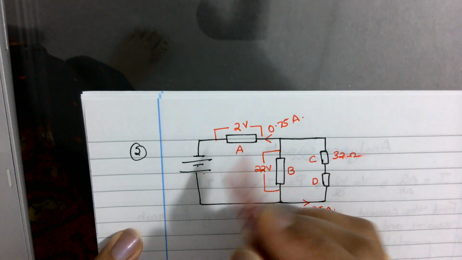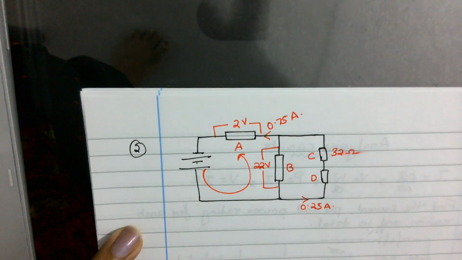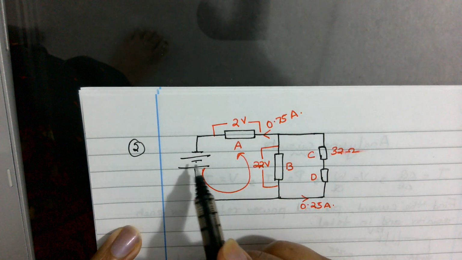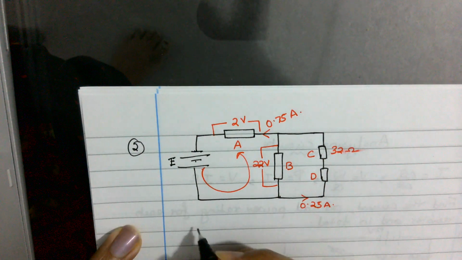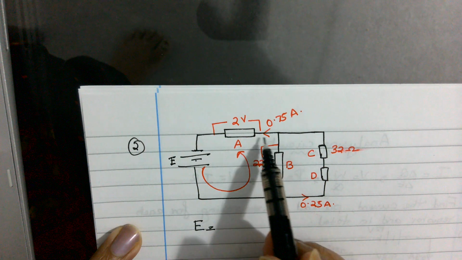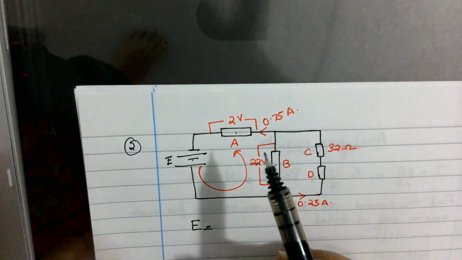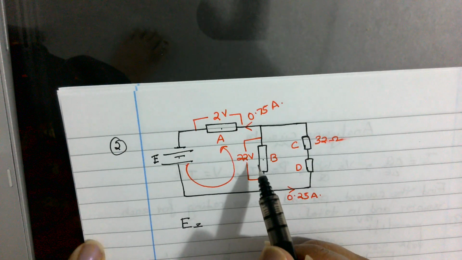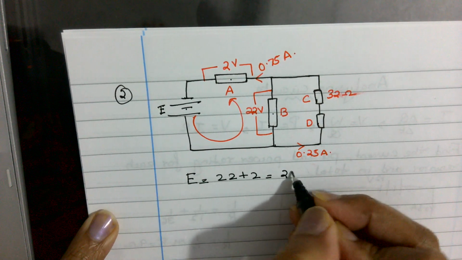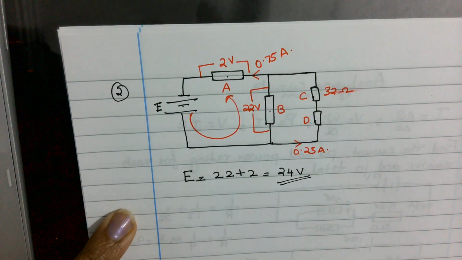Now applying Kirchhoff's second law, I'm going to first consider this loop. When I consider that loop, I have only one EMF. If I label this as E, E is equal to the sum of the PDs. In this loop, how many PDs do I have? I have this resistor and this resistor, so I should be having two PDs. And those two PDs are 22 plus 2. So we end up getting the total supply voltage as 24.